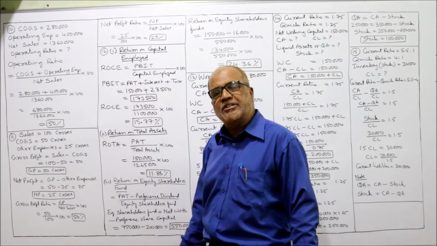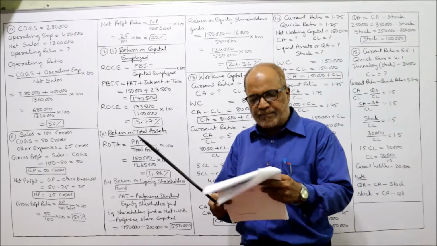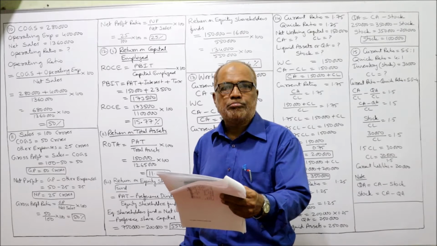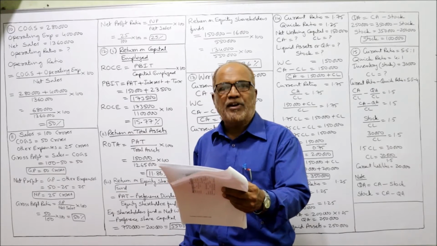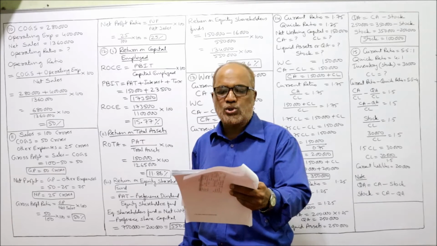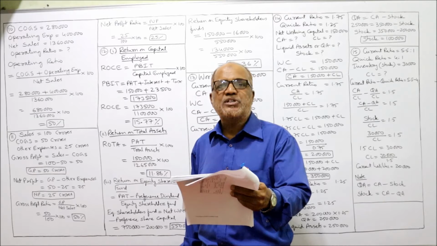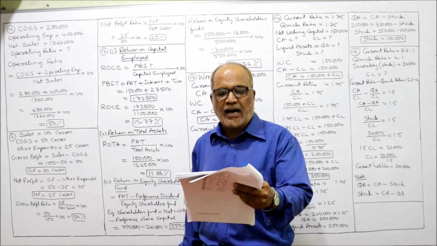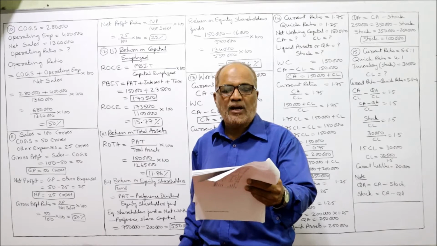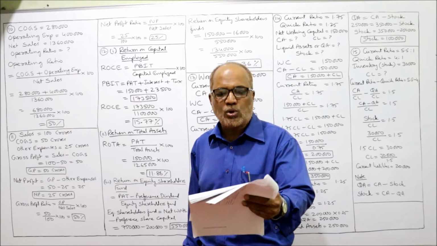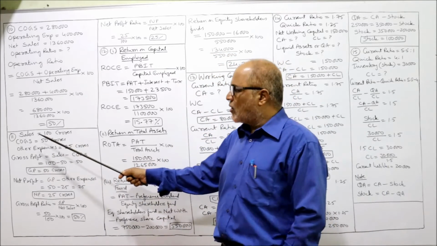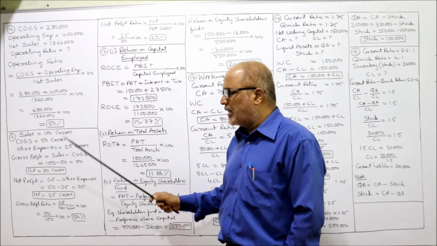First, 10th problem completed. Now 11th problem you see. With the following particulars, find out the gross profit ratio, GP ratio, net profit ratio, NP ratio, and comment on them. Sales rupees 100 crores, cost of goods sold rupees 50 crores, and other expenses rupees 25 crore. So we are given sales, cost of goods sold, and other expenses. See carefully. Sales are 100 crores. Cost of goods sold 50 crores, other expenses 25 crores.